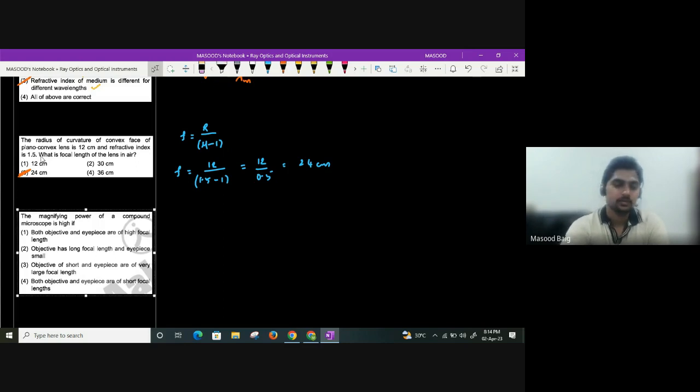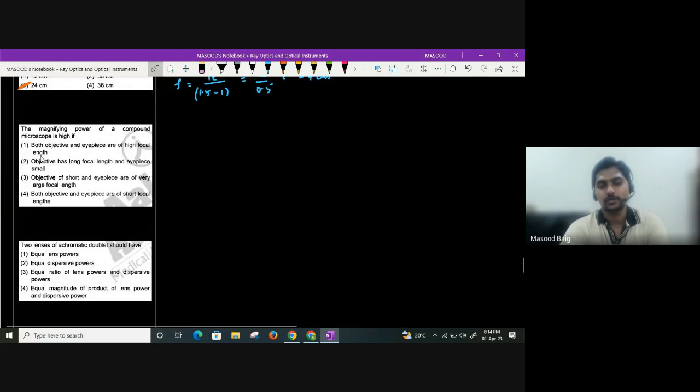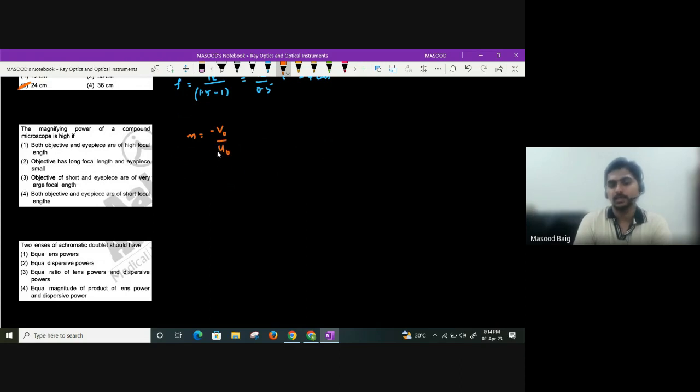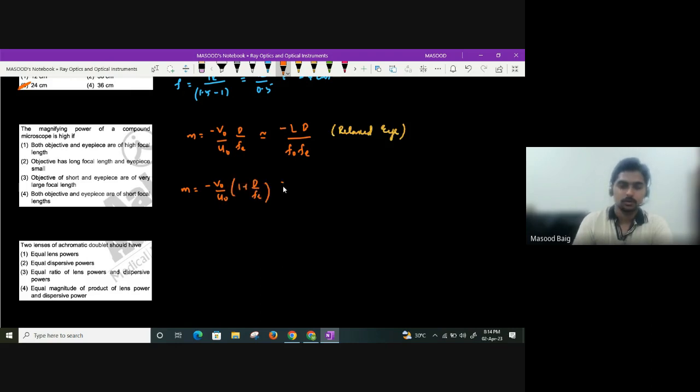Next one again: when will the magnifying power of a compound microscope be high? Let me write the magnifying power. With sign convention, in relaxed eye condition, it is given as minus V0 by F0 into D divided by Fe, which is also approximately equal to minus LD divided by F0 Fe. This is in the relaxed eye condition, or the object is placed at the far point. In the same manner, the other case is minus V0 by U0 into 1 plus D by Fe, or approximately minus L by F0 into 1 plus D by Fe. This is the case for strained eye condition.